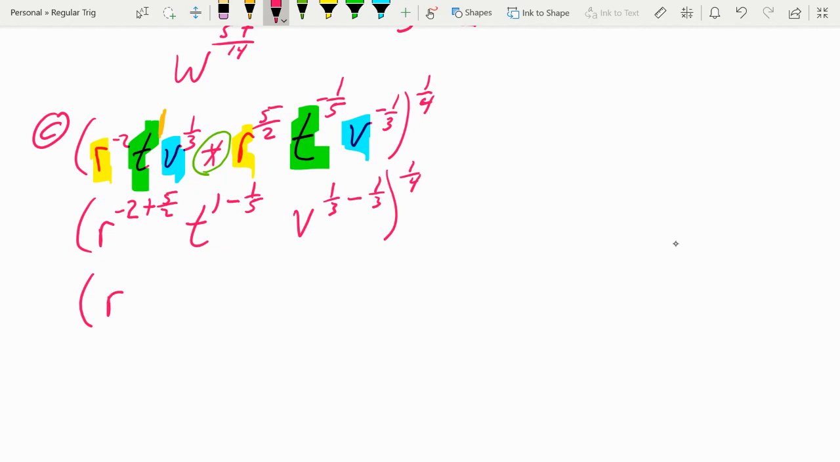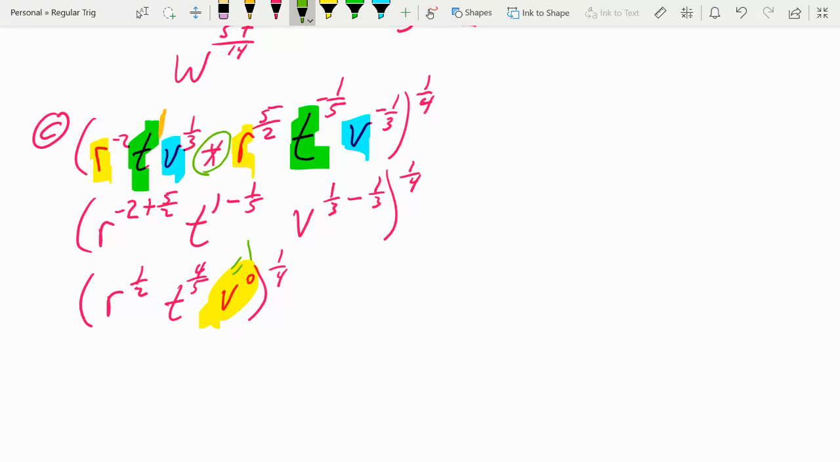-2 plus 5/2 gives me r to the 1/2. T, 1 minus 1/5 gives me 4/5. And then v, 1/3 minus 1/3 to the 0 power. All right, now let's talk about this real quick. What is anything to the 0 power? Anything to the 0 power, remember this equals 1, okay?